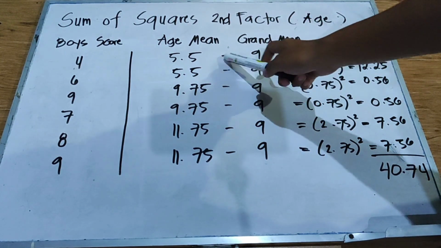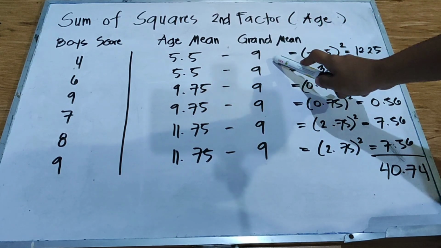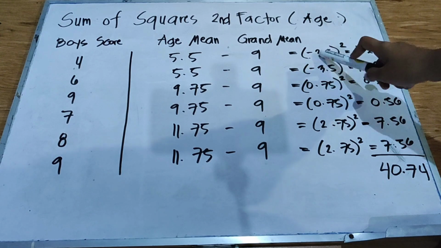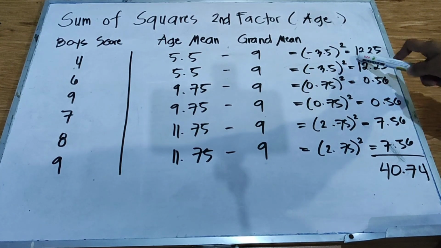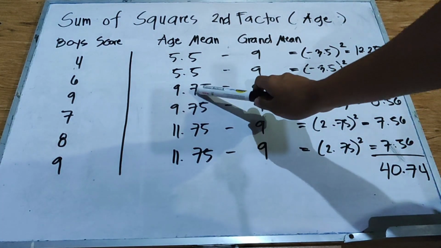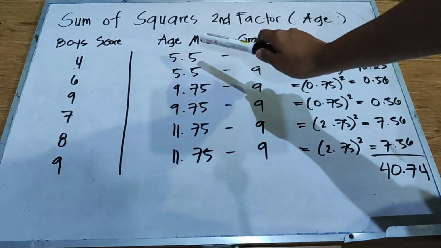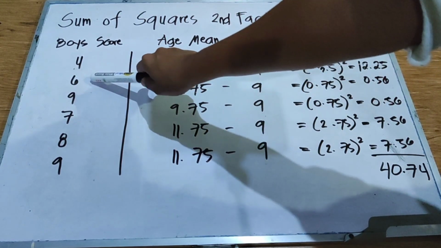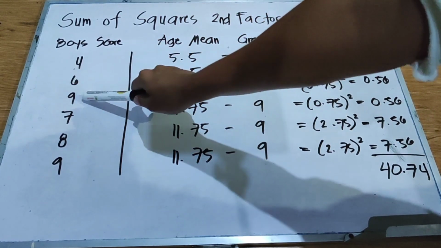So, 5.5 minus the grand mean, which is 9, is equals to negative 3.5. Negative 3.5 times 3.5 is equals to 12.25. So, it's the same again. Let's move on to 9.75. This is the age mean for those aged 11 years old, with the scores 6 or 9.